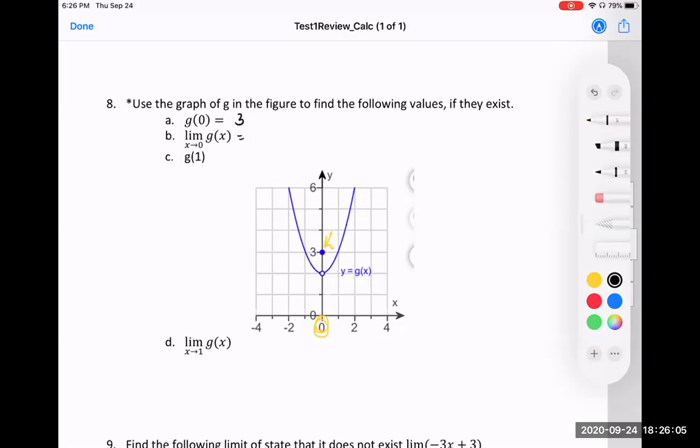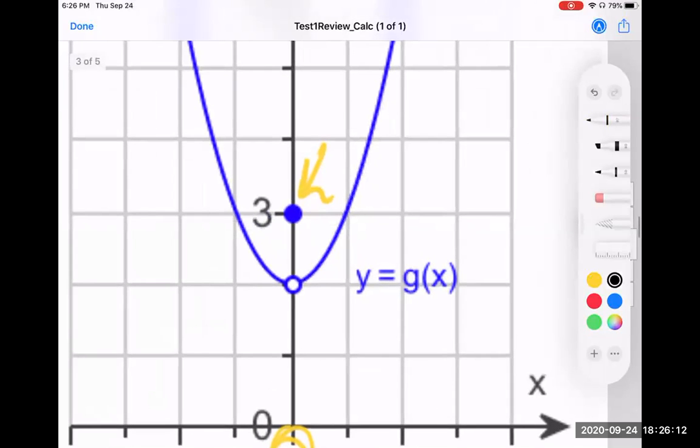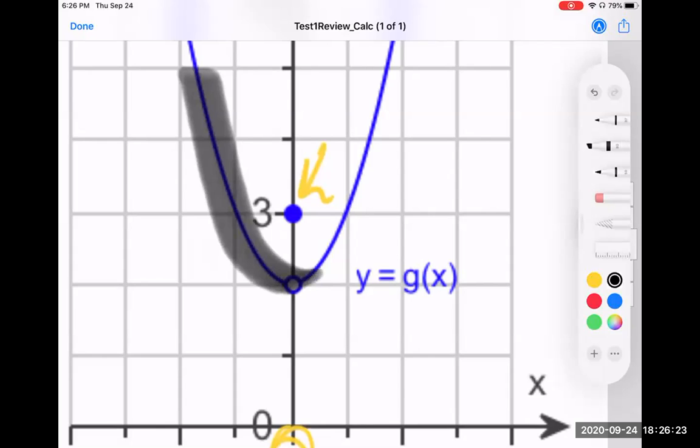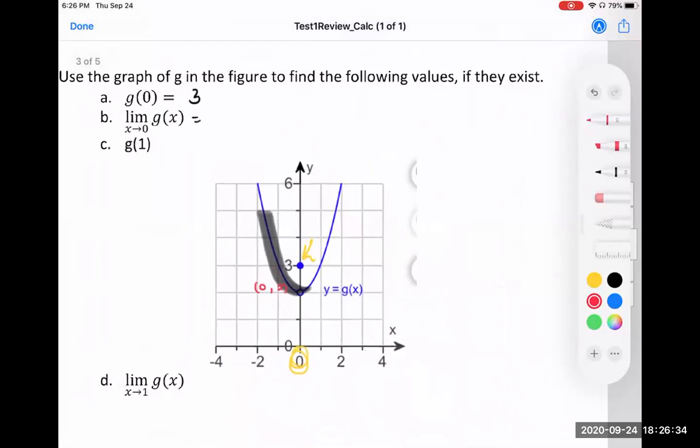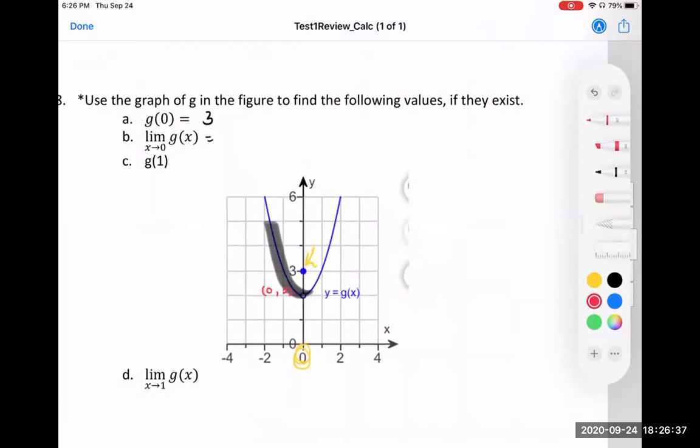Now, what's the limit as x is approaching 0 of G of x? For this one, I want to take a look at my whole picture. Where is it approaching? If you look at your picture, we see that it's approaching 2 at 0, even though it's a hole. This point right here, 0, 2. So therefore, our limit as x approaches 0 of G of x is 2.